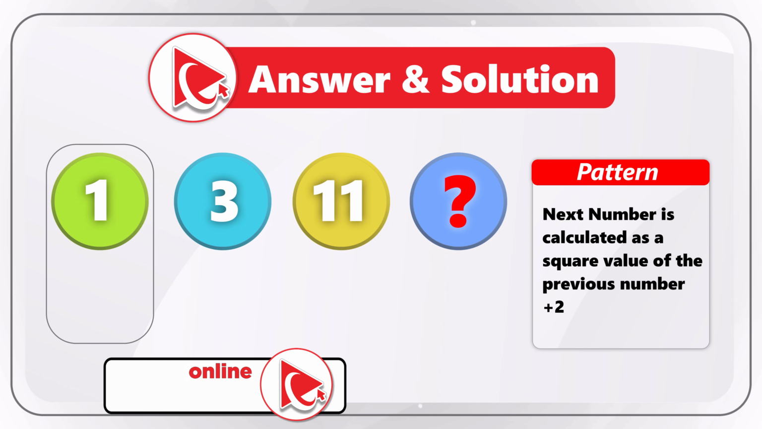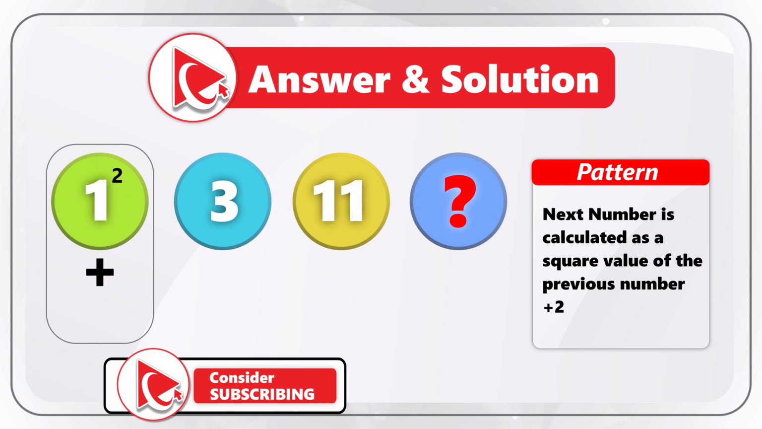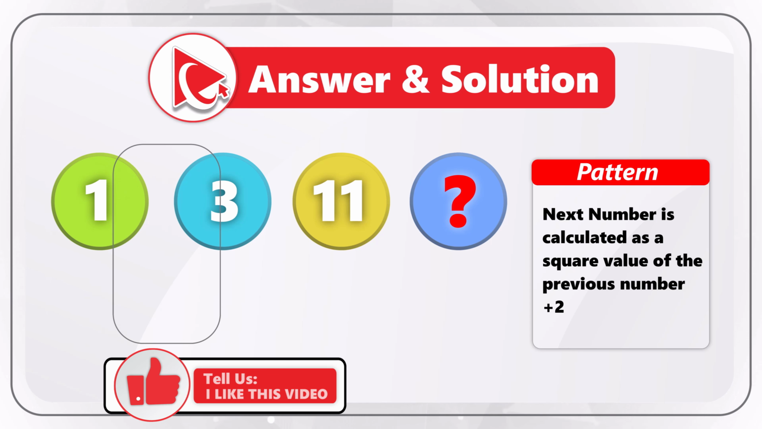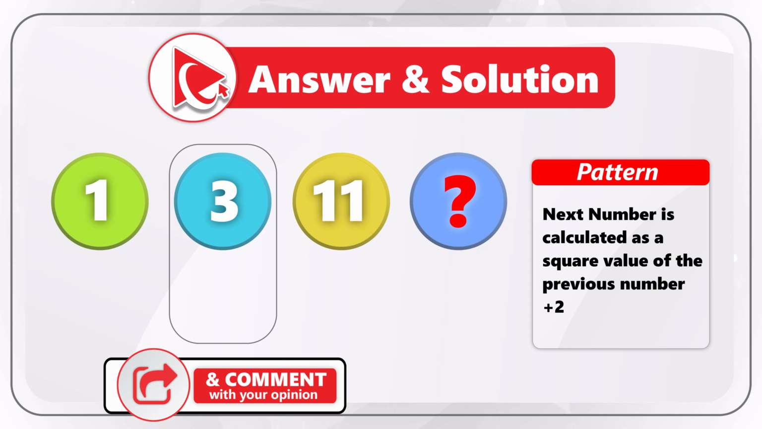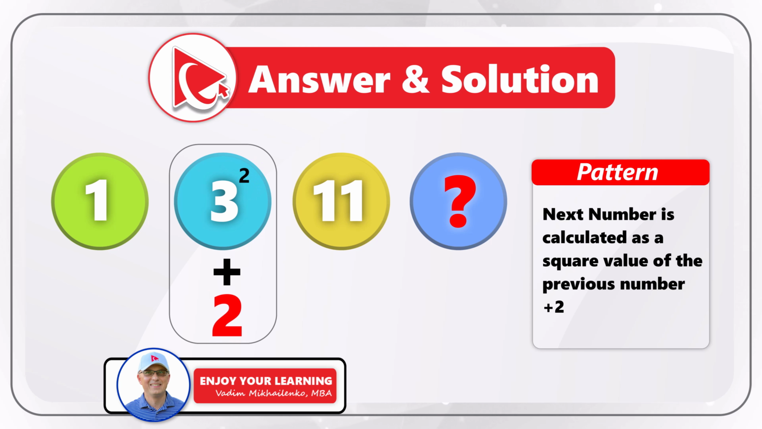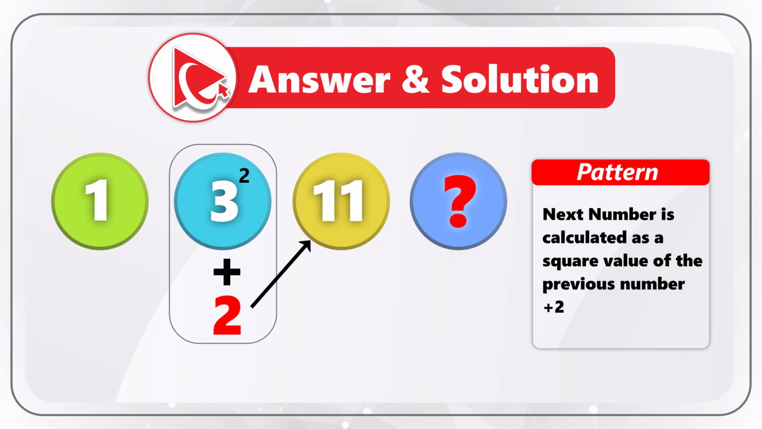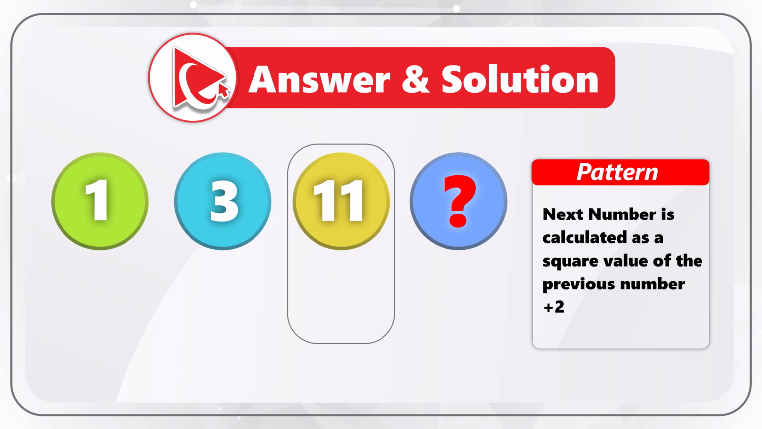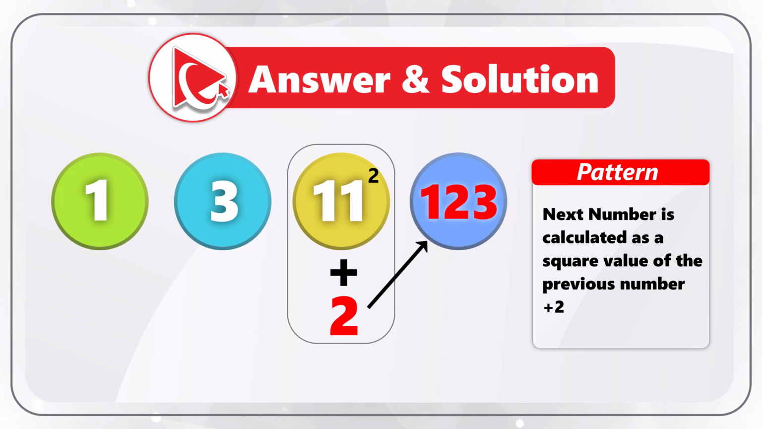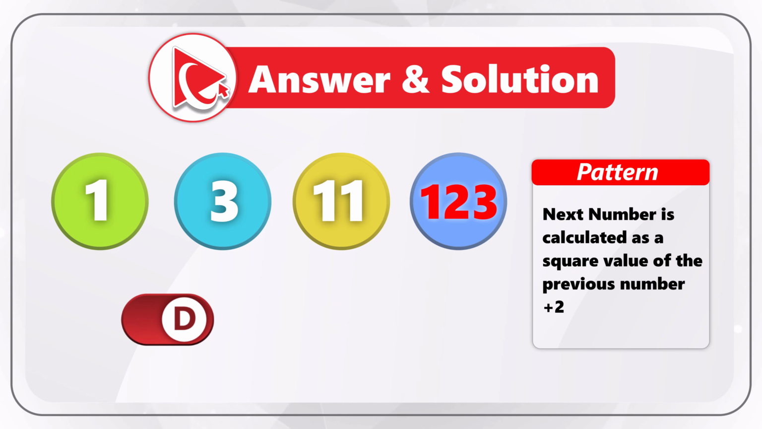The first number is 1. 1 squared plus 2 equals 3. Then comes the next number, which is calculated as 3 squared plus 2, which equals 11. So the missing number calculation would be 11 squared, which equals 121, plus 2, which equals 123. So the correct answer here is choice D, 123.